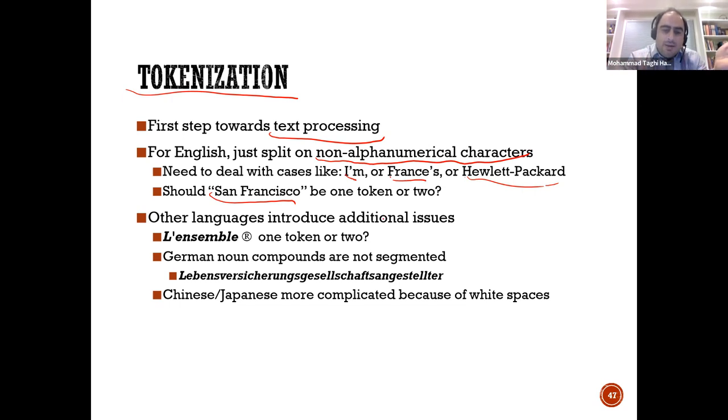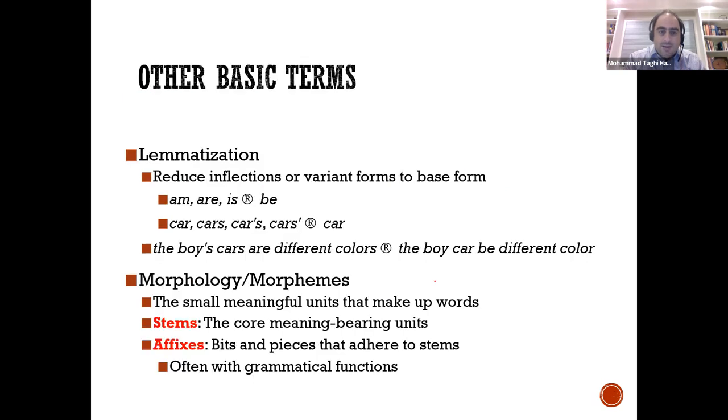For other languages it might be much harder. For example, in French, l'ensemble: is it one token or two tokens? Or you have very long words in German. How do you want to handle that? Or Chinese or Japanese, I'm not very familiar with those languages, but there are lots of complications there, even regarding the whitespaces.